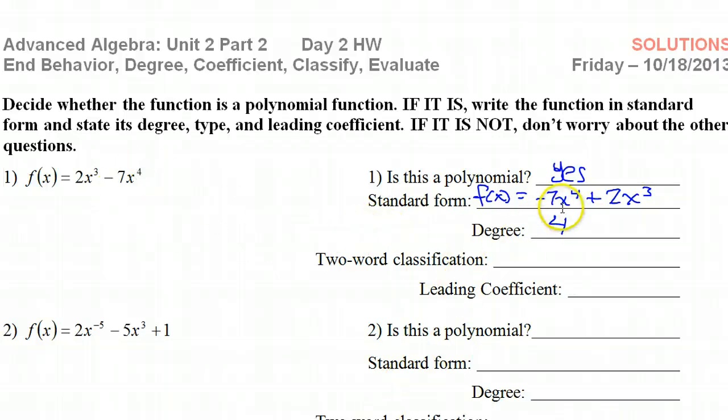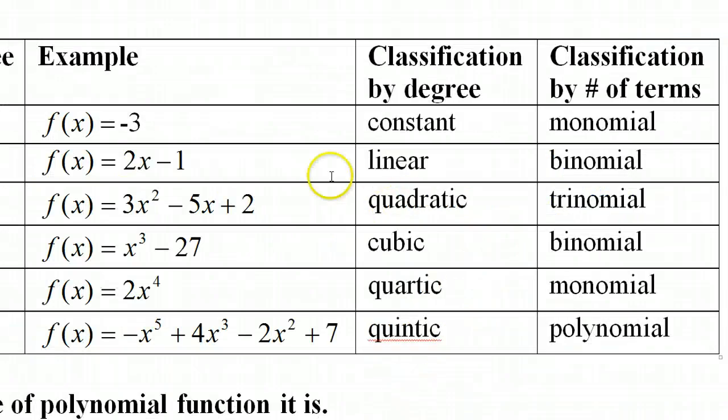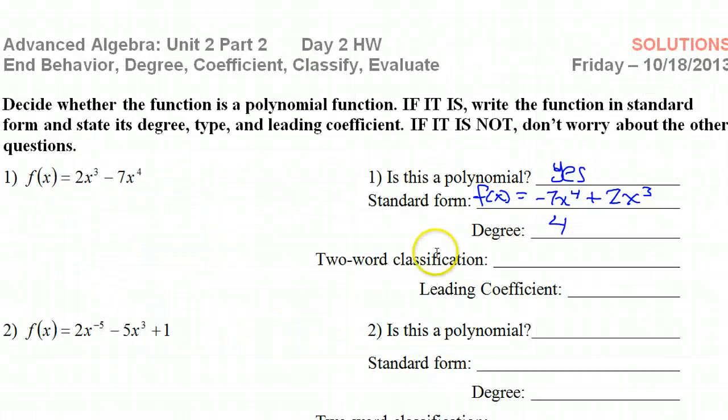Anyway, this is degree 4, so that makes it quartic. It's a quartic something. Since it has 2 terms, it's a binomial. So this is a quartic binomial.